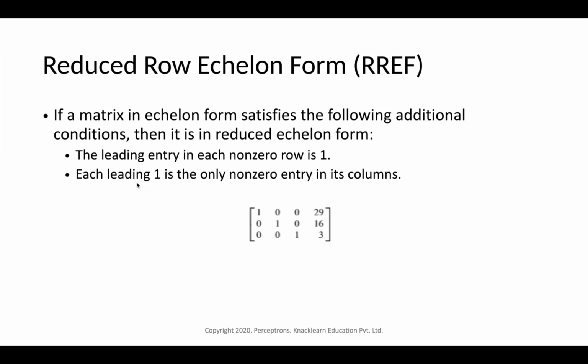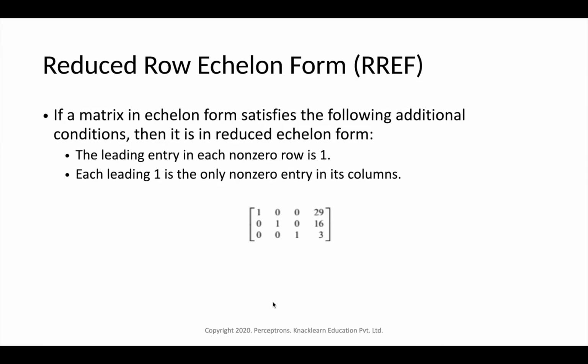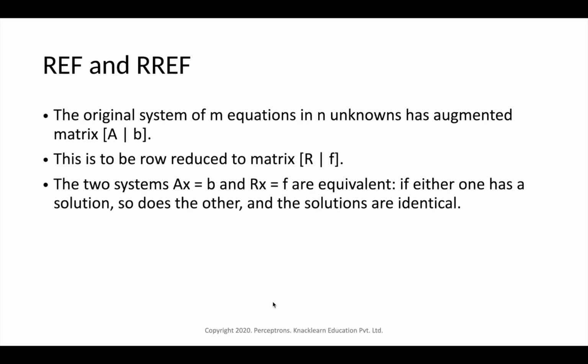And each leading 1 is the only non-zero entry in its column. Like we have a matrix A, you can see here all the leading entries should be 1 and the other values apart from the leading entry should be 0. Then only it is called a reduced row echelon form. So we have got two forms, one is row echelon form and the other is reduced row echelon form. Row echelon form is also called REF, and reduced row echelon form is called RREF.